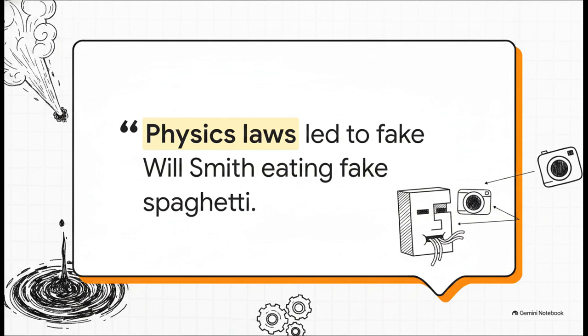Back in 2015, researchers made a totally unexpected connection. The exact same mathematical framework that physicists use to study how smoke disperses in the air is what led to those early, bizarre AI videos of a fake Will Smith eating fake spaghetti. And eventually, that exact same math evolved into the hyper-convincing generative AI we use today.